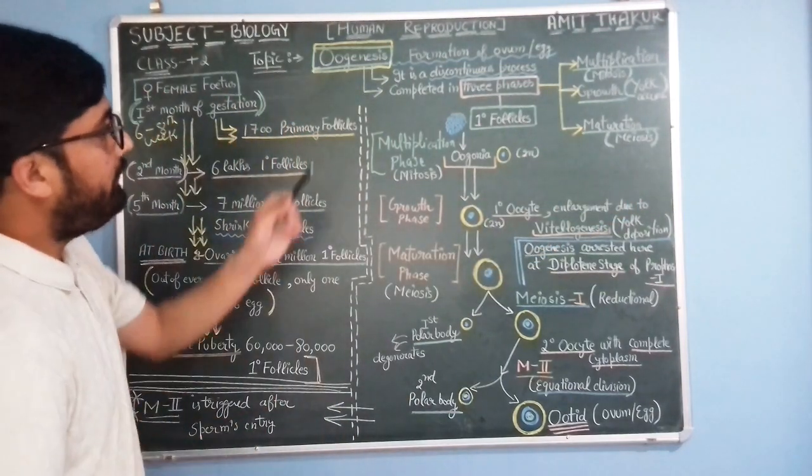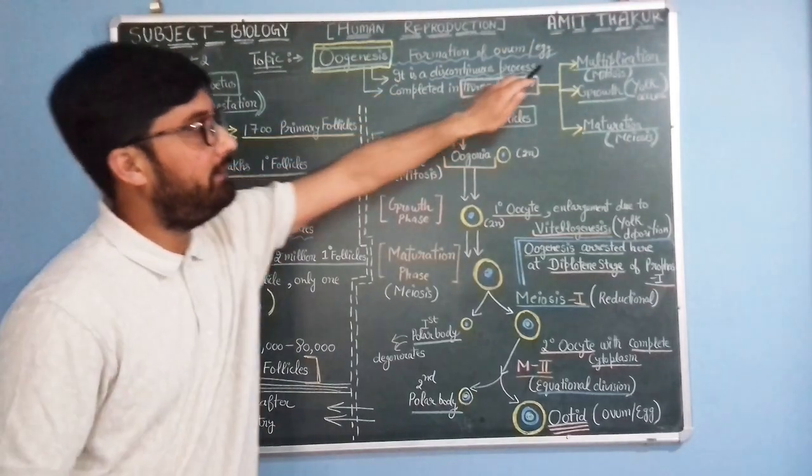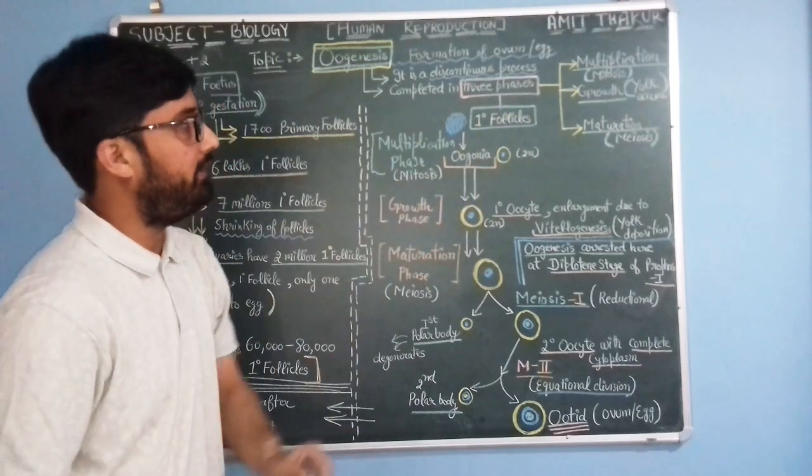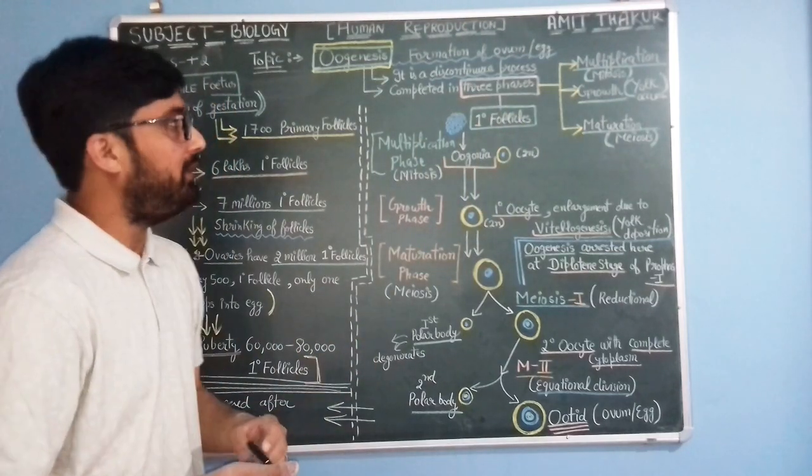Okay, so let's do it. Three phases, as I told you: multiplication phase, growth phase, and then maturation phase. What happens in the beginning?